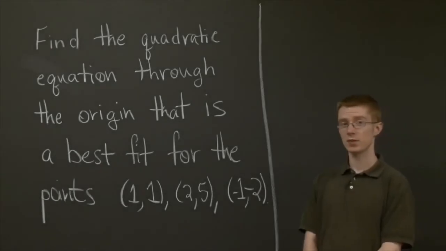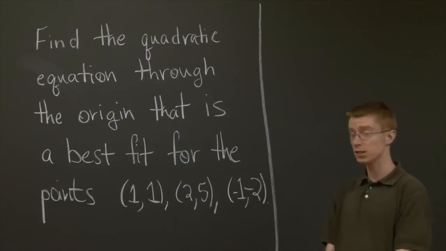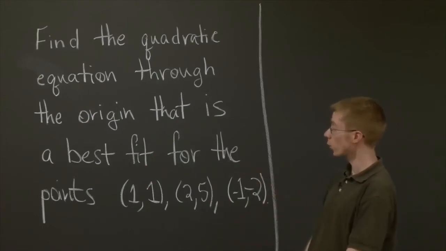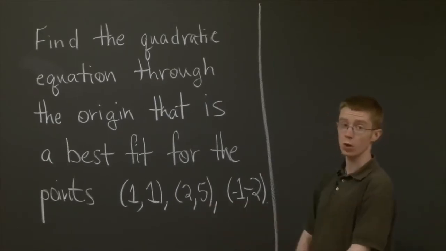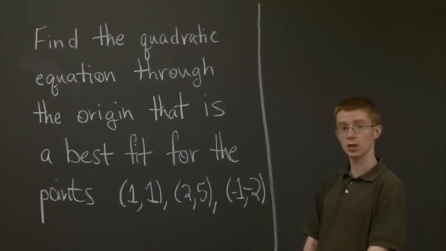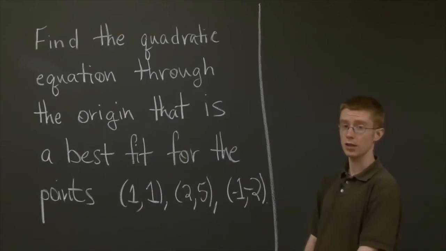Hi and welcome. Today we're going to do a problem about least squares approximations. Here's the question. Find the quadratic equation through the origin that is a best fit for these 3 points: (1, 1), (2, 5), and (-1, -2). I'll give you a minute to work that out on your own. You can hit the pause button now, and we'll be back in a minute to work the problem out together.